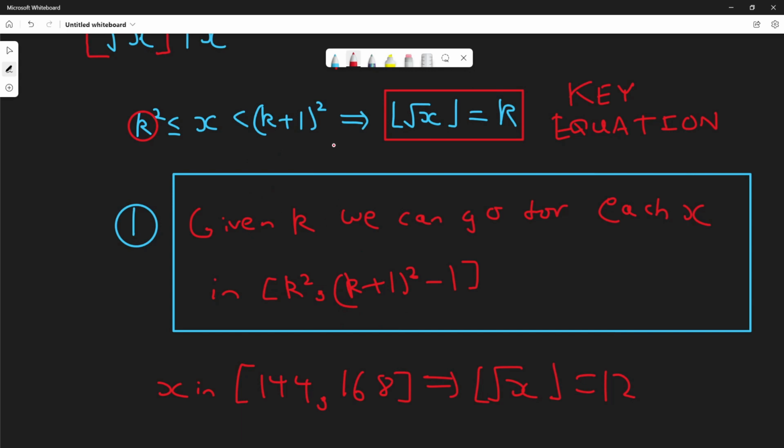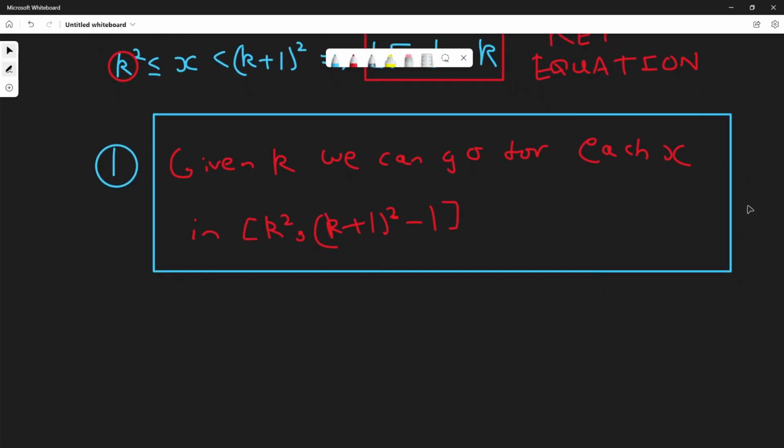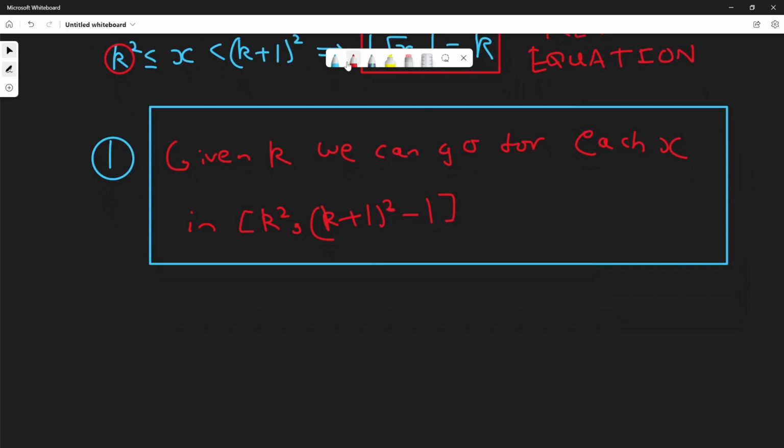The floor of the square root of x is k for each x in this range given a particular value of k, and we will be using this in counting how many luxurious numbers exist, because if you look at these two numbers in the range, k squared and (k+1) whole squared minus 1, you will realize that both these numbers are divisible by k.